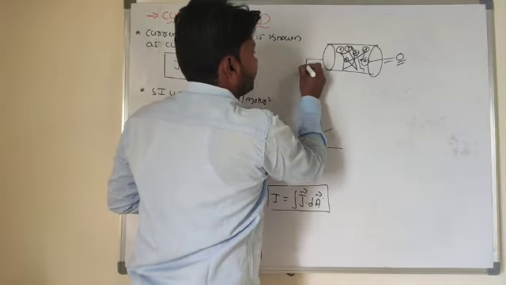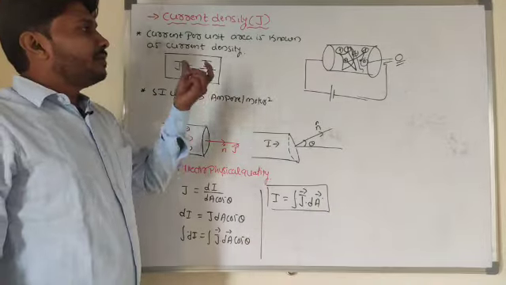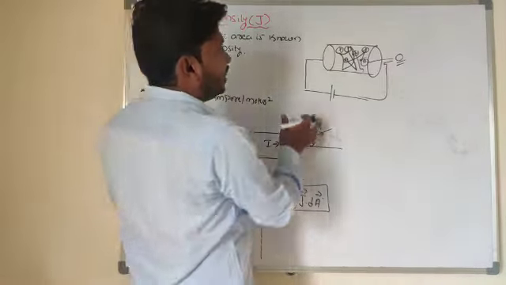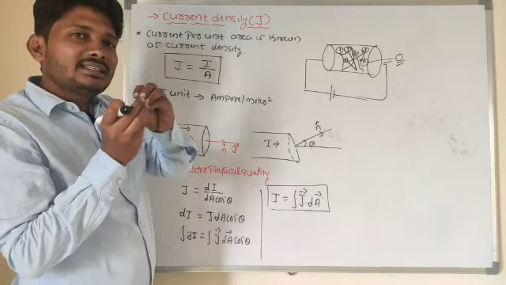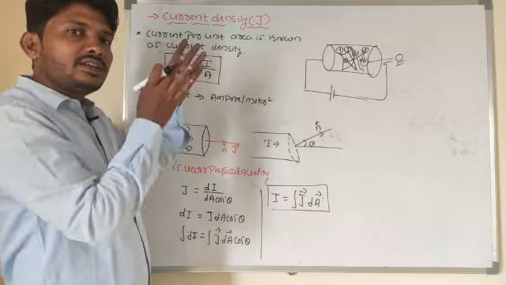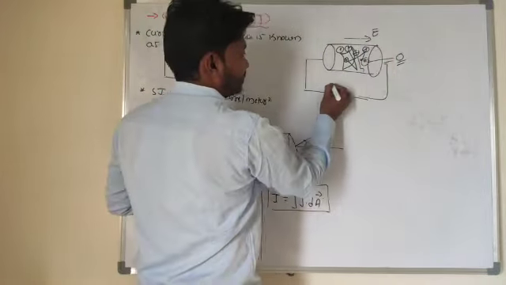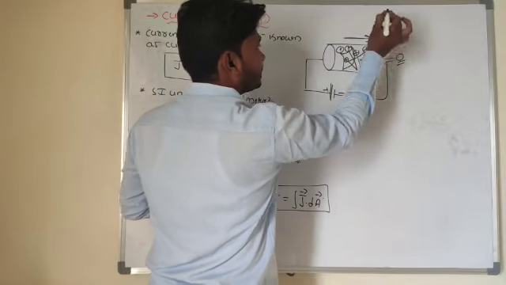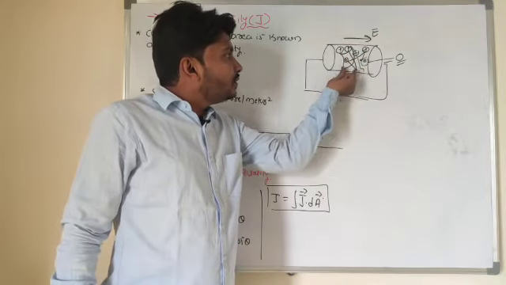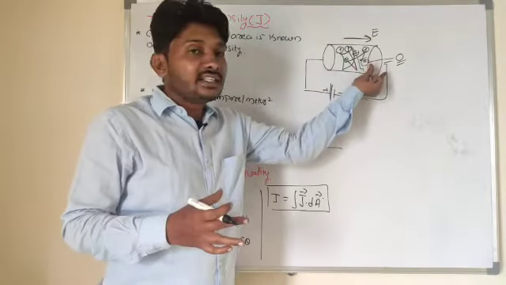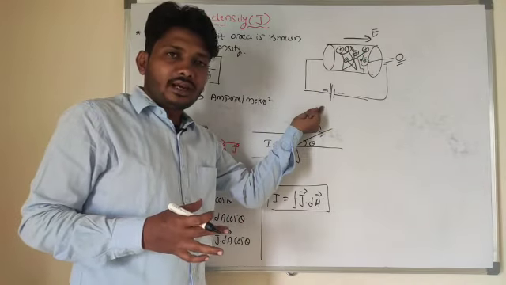Now I am providing a battery connection for this conductor. Then what happens? If I provide a battery connection, or if I keep the conductor in a uniform electric field region, these free electrons will accelerate again. For example, this is the direction of the electric field, from positive to negative. Sorry, this is the direction of the electric field, and the free electrons present in this conductor are drifted towards the positive plate of the potential.